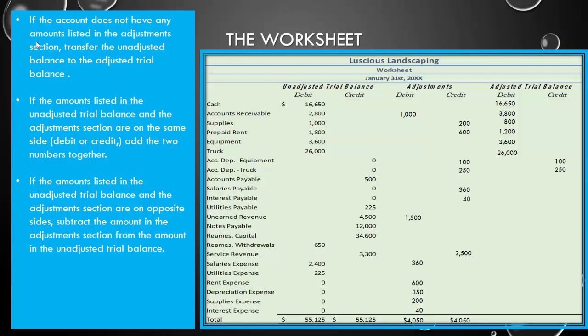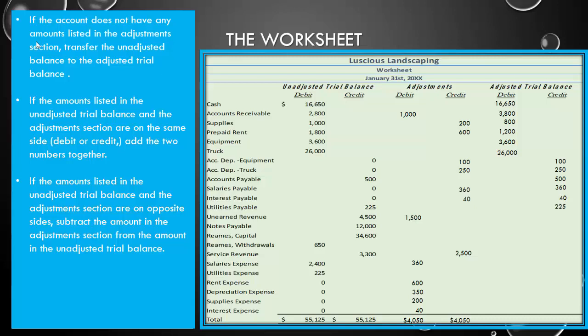trial balance section. Accounts payable had a $500 credit balance and nothing happened in the adjustment, so we can move that on over. Our salaries payable didn't have a balance, and we credited it for $360 in the adjustments, which means our adjusted trial balance should have a $360 balance. Interest payable should have a $40 credit balance by that same principle.